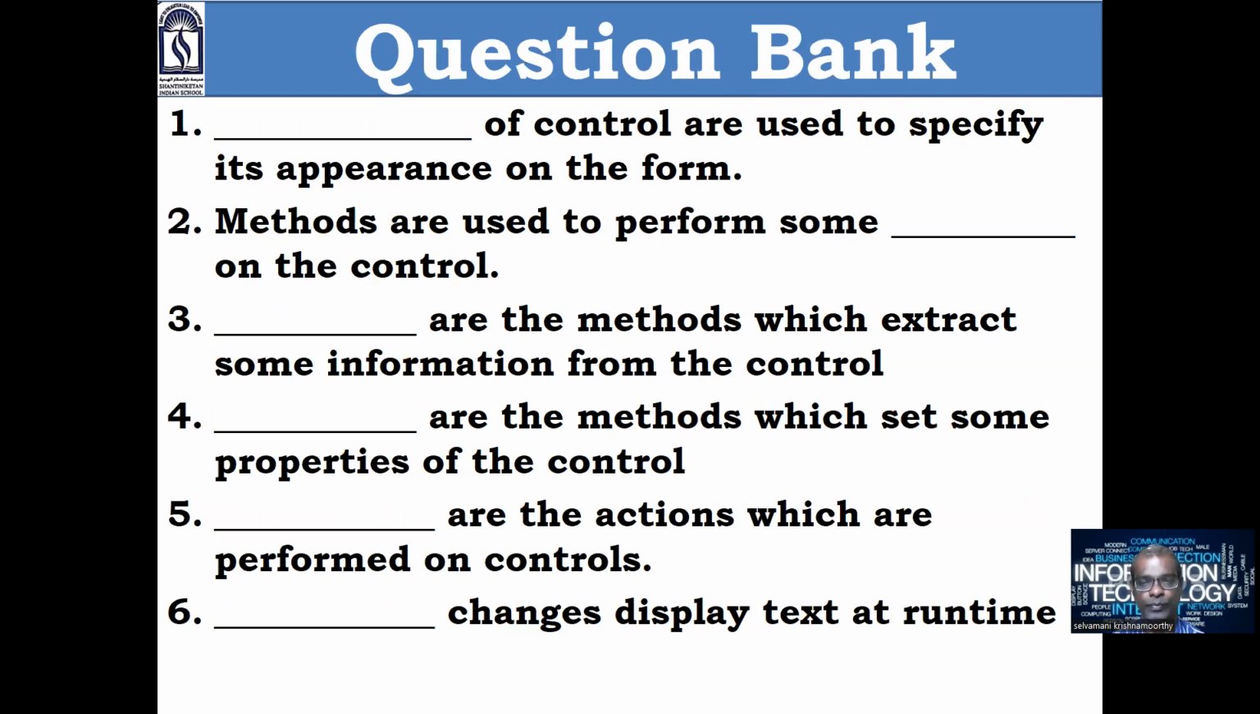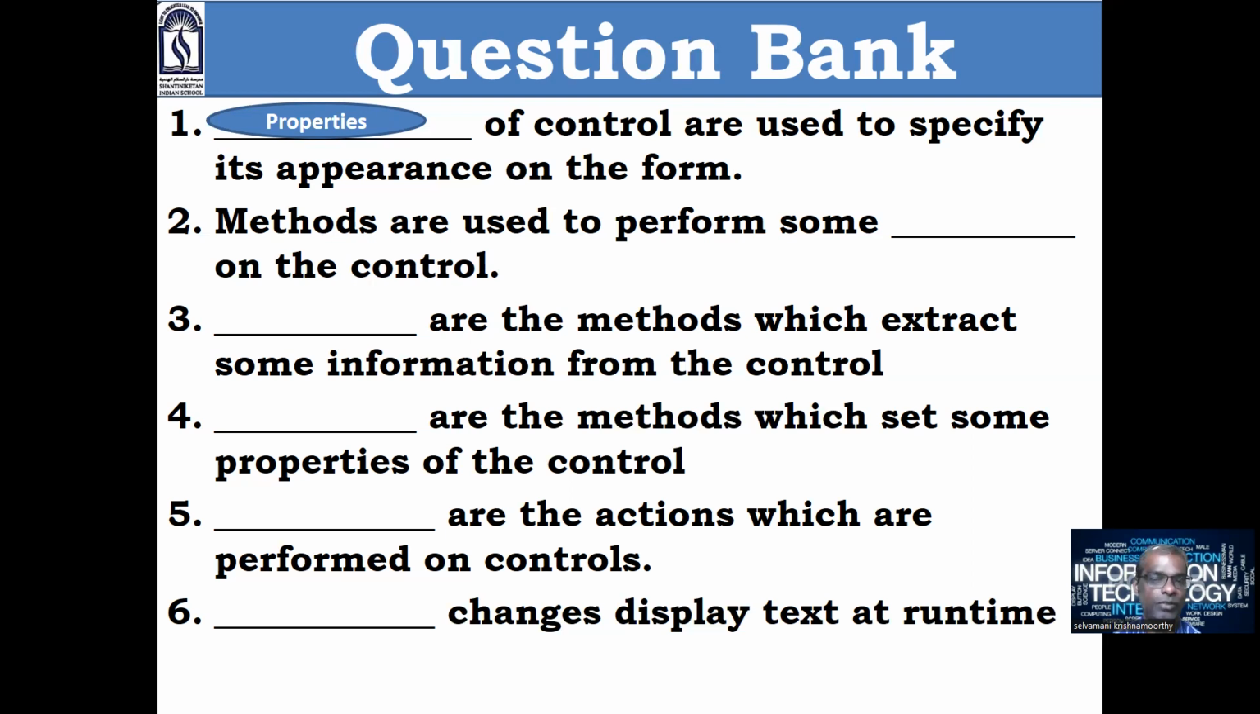Still, if you have doubts, rewind the video, play it once again, listen, clear your doubt, and then try to attempt the questions. Very good. Question number 1. Dash of control. The control may be a text box, text field, text area, but that's not a problem. The dash of control are used to specify its appearance on the form. Can you tell the answer? Yes, you are right. Property. Property means appearance, that you must understand.